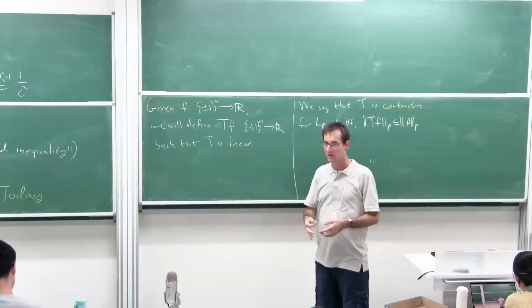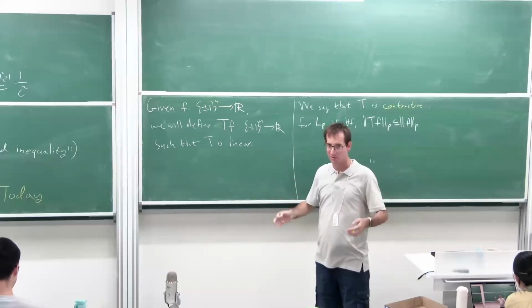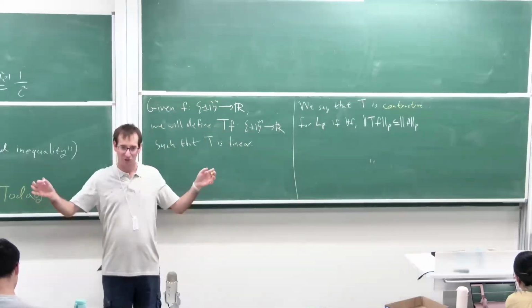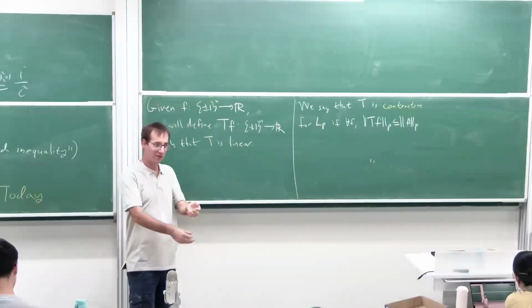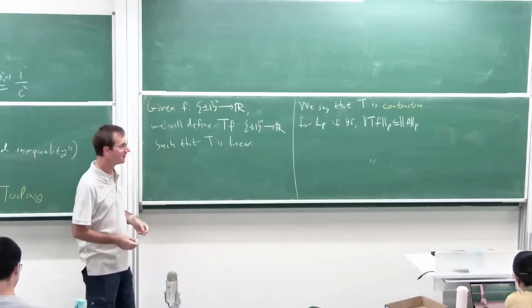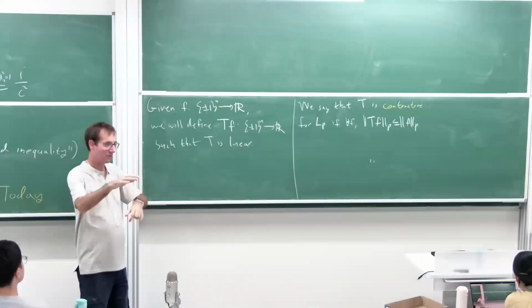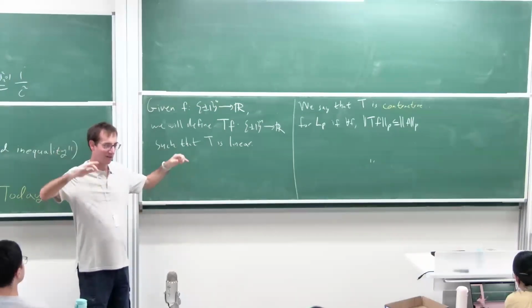If you've ever seen Banach's fixed point theorem or one of these fixed point theorems, there we need a strictly contractive operator, and we can show that it has a fixed point. So this is something that somehow rearranges mass in a way that makes the function smoother.